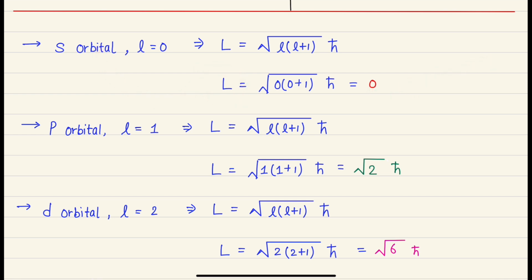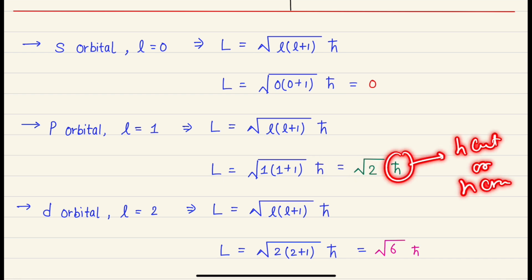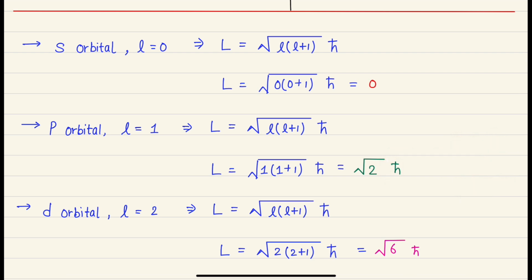Simple, right? Now suppose an electron is revolving, doing a motion in the p orbital, and for the p orbital the L value is 1. If you find the magnitude of angular momentum, you will get the square root of 2 h cut. Why? If you put L equal to 1, so 1 into 1 plus 1 into h cut, you will get the square root of 2 h cut. This is called h cut, or you can say h cross. Both are the same.